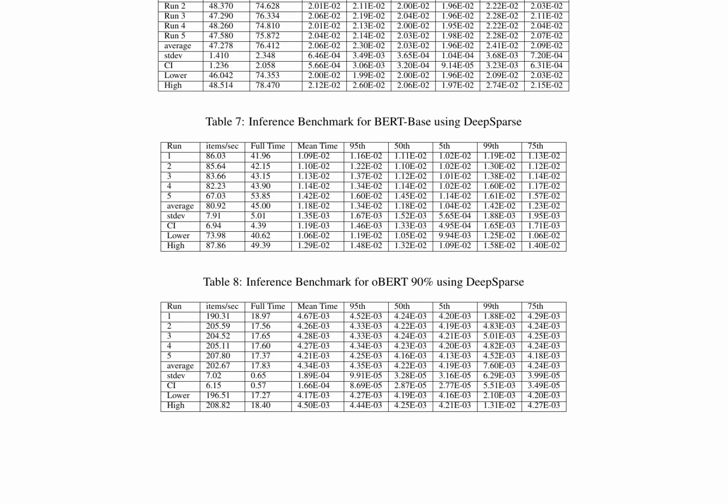These results indicate that ABERT models can achieve competitive performance to BERT-base models on passage retrieval datasets, while also demonstrating improved inference efficiency. Specifically, ABERT models with 90% tied sparsity and no block sparsity achieve an average items per second of 202.67, full time of 17.83, and mean time of 4.34 times 10 to the minus 3 using DeepSparse, outperforming BERT-based models with no sparsity. Inference benchmark results for ABERT 80% block using DeepSparse are presented, showcasing the model's performance across various metrics.